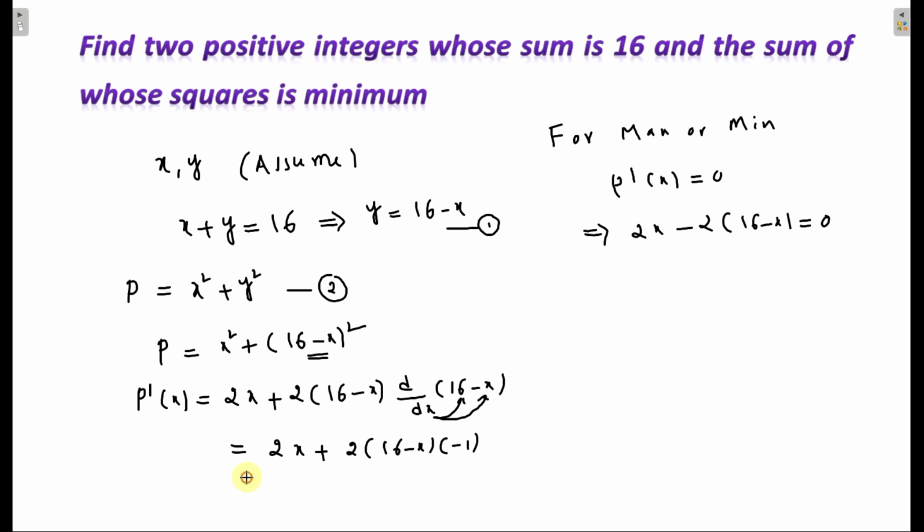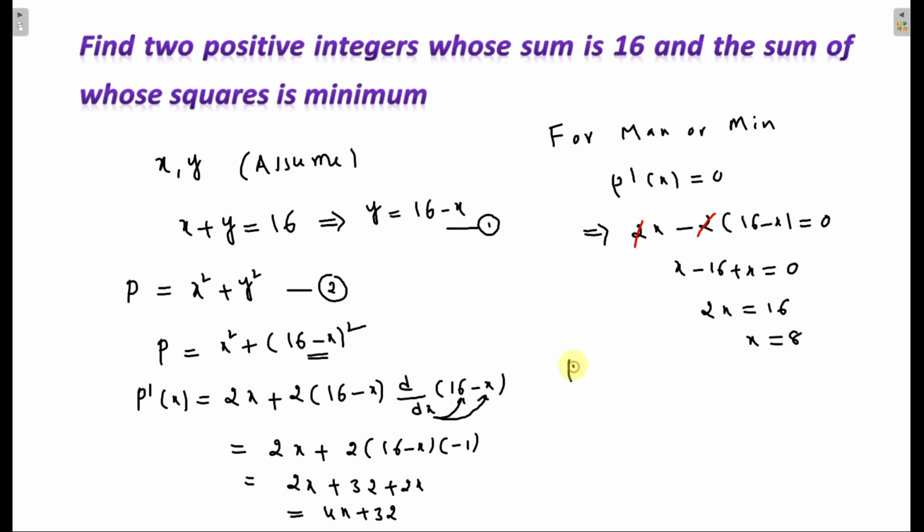You simplify this function again here. This is 2x, 2 into 16 is 32, and 2 into minus 2x, this is plus 2x. Overall I get here 4x minus 32 here. Now on cancellation, this 2 gets cancelled. So x minus 16 plus x is equal to 0. From this I will get 2x is equal to 16 and x is equal to 8.